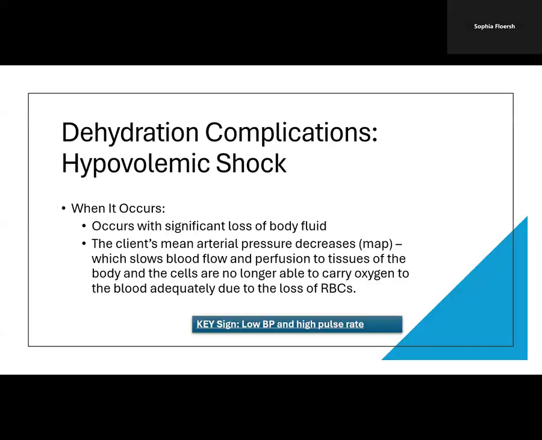And then let's say that we did everything right, but our patient is still dehydrated. So these are some of the complications that can arise if we do not correct it. And that is hypovolemic shock. So when does this occur? This occurs with significant loss of body fluid. The client's mean arterial pressure, their MAP, decreases, which slows blood flow and perfusion to tissues of the body, and the cells are no longer able to carry oxygen to the blood adequately due to the loss of RBCs.